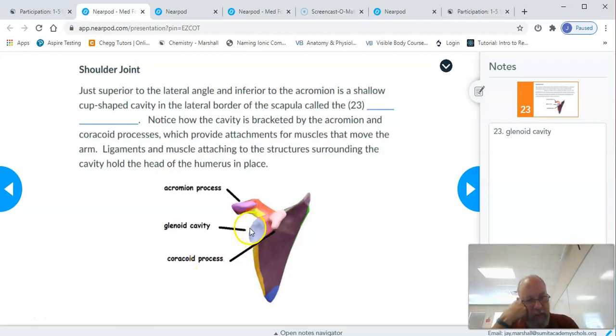So we're going to have the head of the humerus fitting in here, and then we're going to have all these muscles and all kinds of ligaments tying around this bone to hold it in place.